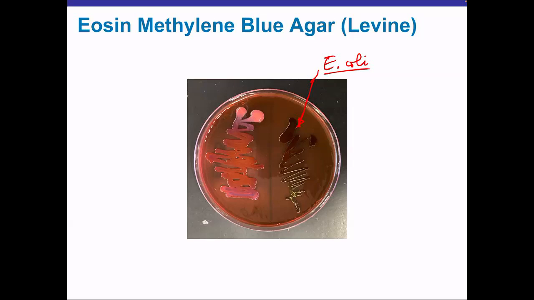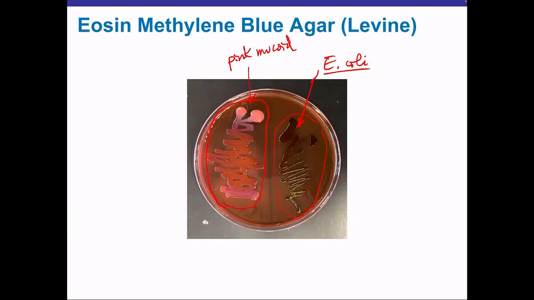metallic green sheen that you can see there, which is due to the metachromatic properties of the dyes. Now, some gram-negative bacteria that grow in this medium may produce acid, but just a little bit of acid, not a lot. As a result of that, they will show pink mucoid colonies.